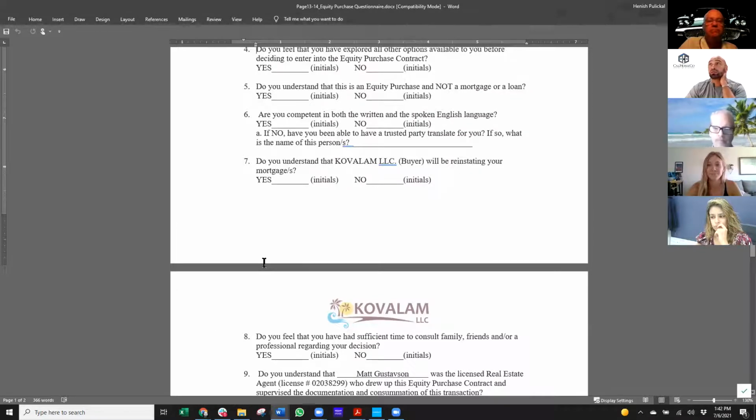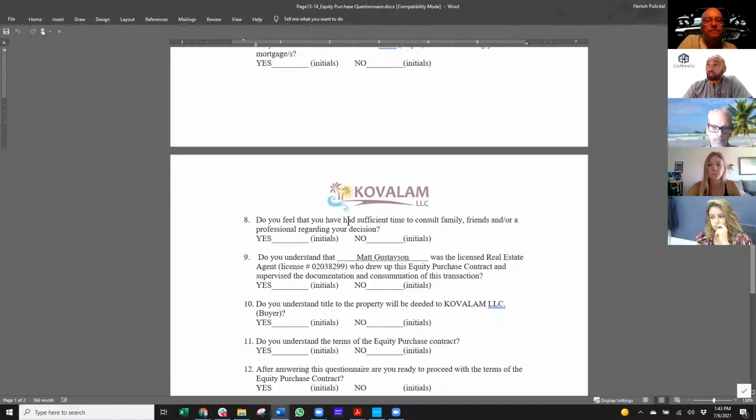Do you understand that Covalum LLC will be reinstating your mortgage, right? So they do understand that or they don't. If they don't, I explain it to them. Hey, you're behind $40,000 in your payments. I'm going to make that payment to the bank and make sure that the mortgage company doesn't foreclose on this property, because after we sign all this paperwork, I'll be the owner. And I don't want to lose the house to the bank at that point.